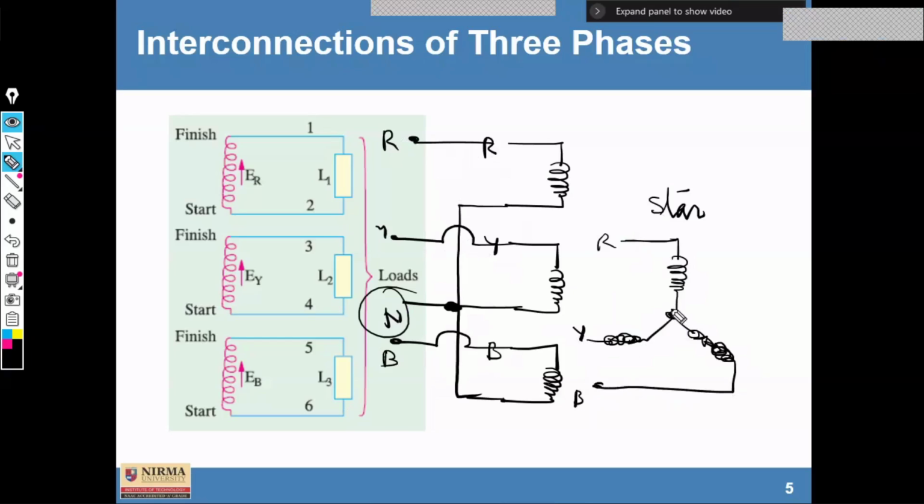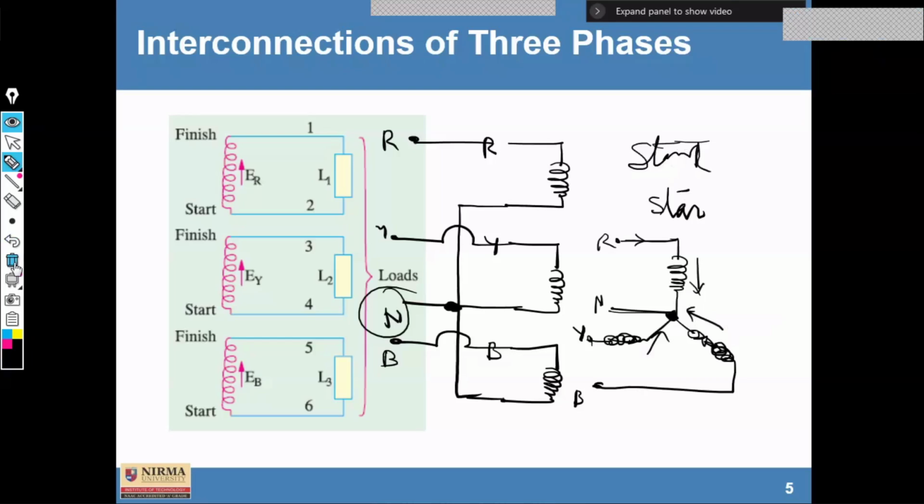And this point can be considered as neutral. So the similar diagram can be redrawn with the help of this star. So this is a star connection, and that is why it is known as star. The starting ends are connected with the phases, and the other ends are short circuited at one point. So the current flowing through this, from this, and from this, that should be zero. Clear? So this is about star connection.